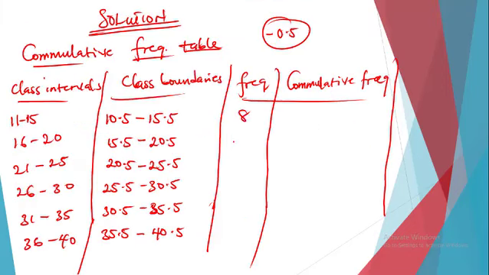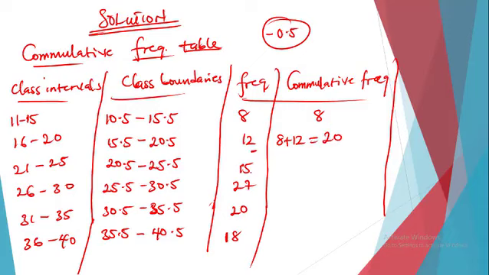So we have 8, 12, 15, 27, 20, and then 18. The cumulative frequency is just the continuous addition of the frequency from 8 till you get to 18. So for the first one we have 8. The second one is 8 plus the next frequency, which is 12, and that will give us what? 20.